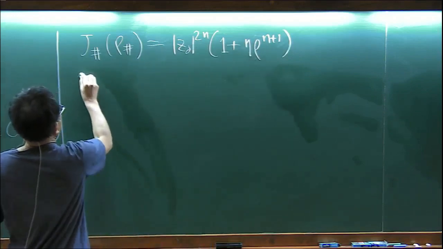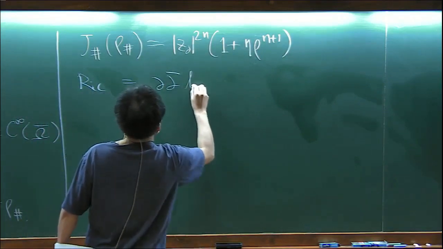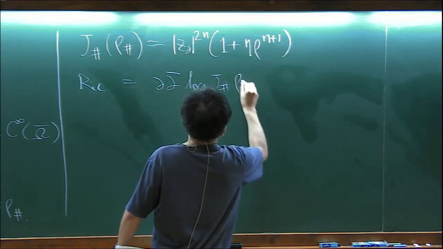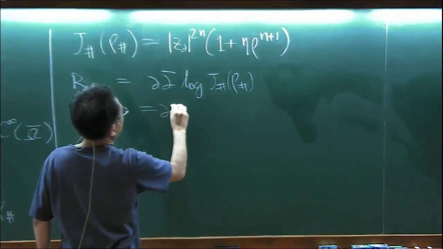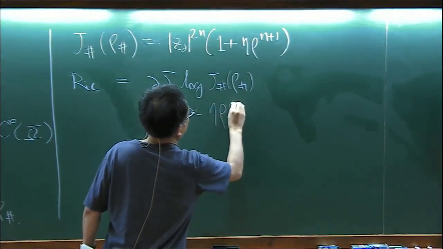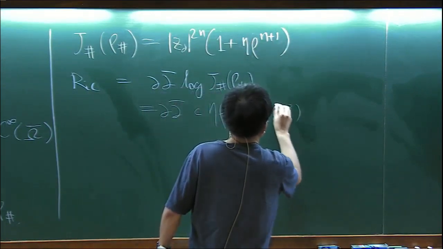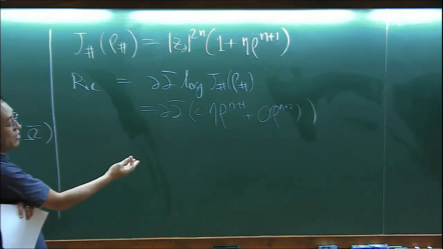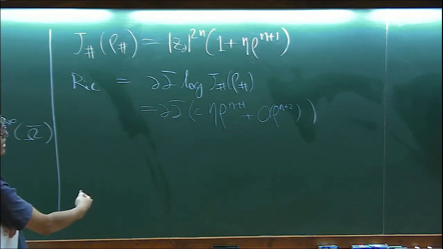So the Ricci tensor is dd bar of log j hash, rho hash. This term will kill, but this means essentially some constant eta, roughly. This form means the Ricci tensor vanishes to very high order. So for example, if you consider just the boundary value of Ricci, that's still zero.